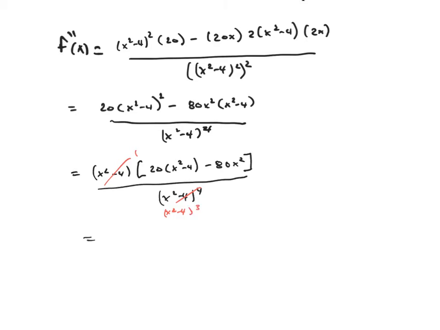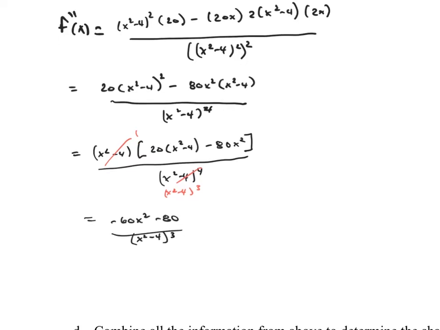And on top, I'm going to do a couple steps in one. So it would be 20 times x squared, which is 20x squared. 20 times negative 4 would be a negative 80. So I have 20x squared minus 80x squared. 20x squared minus 80x squared would be a minus 60x squared. And then again, it was a minus 80. This was all over x squared minus 4 now cubed after I've simplified.